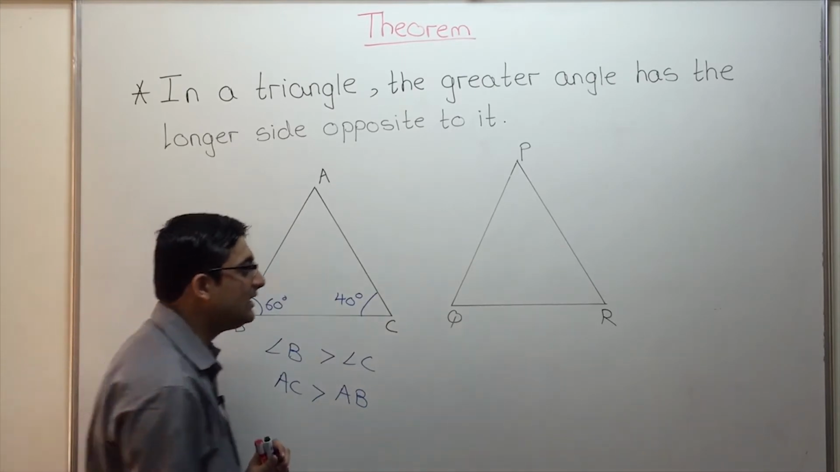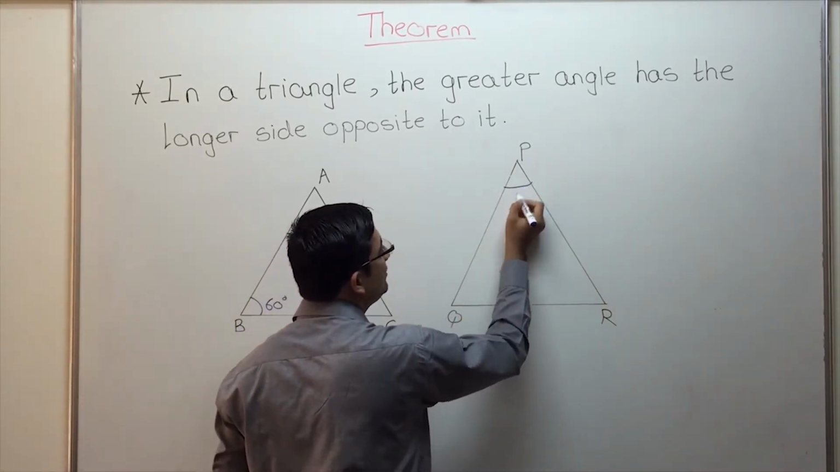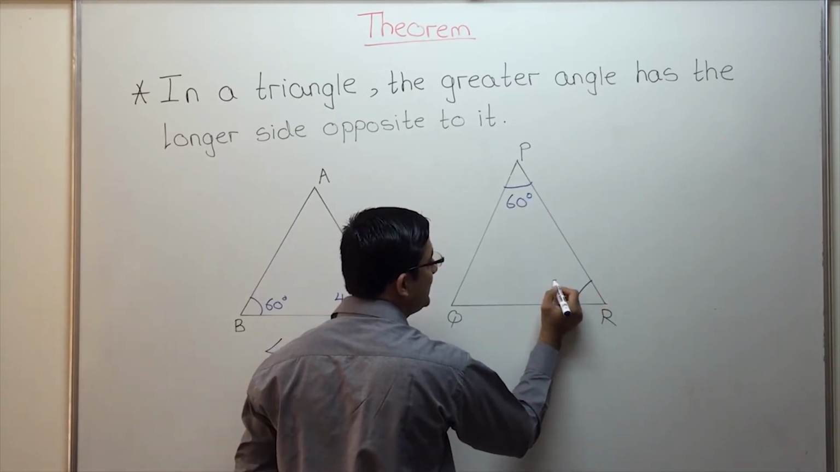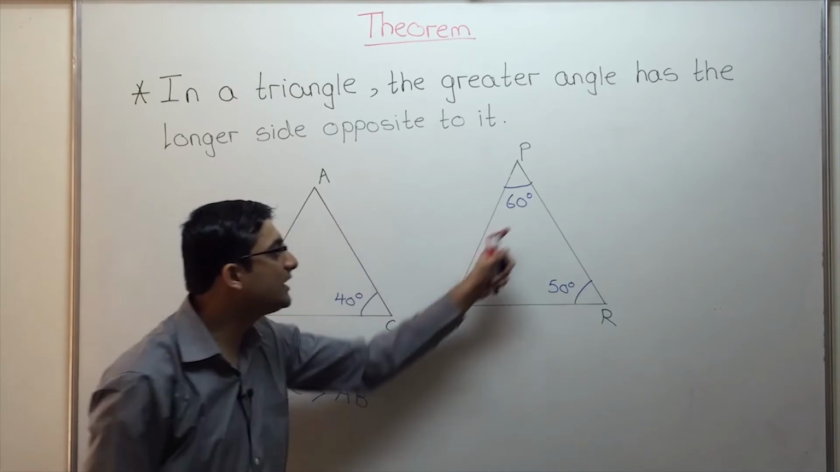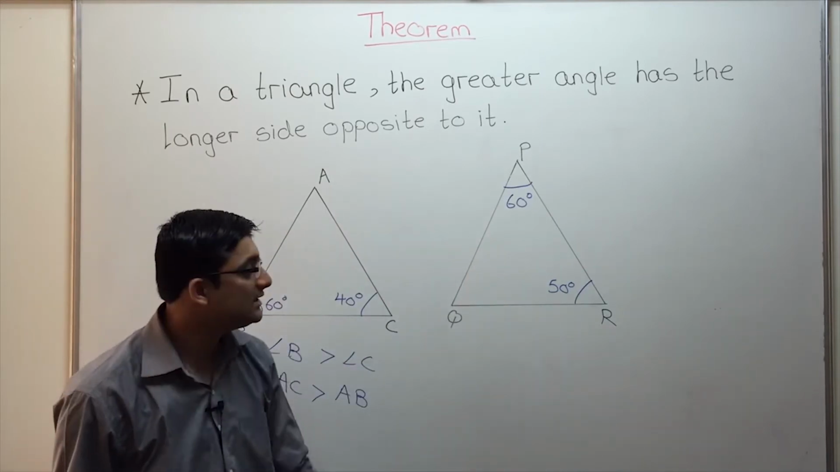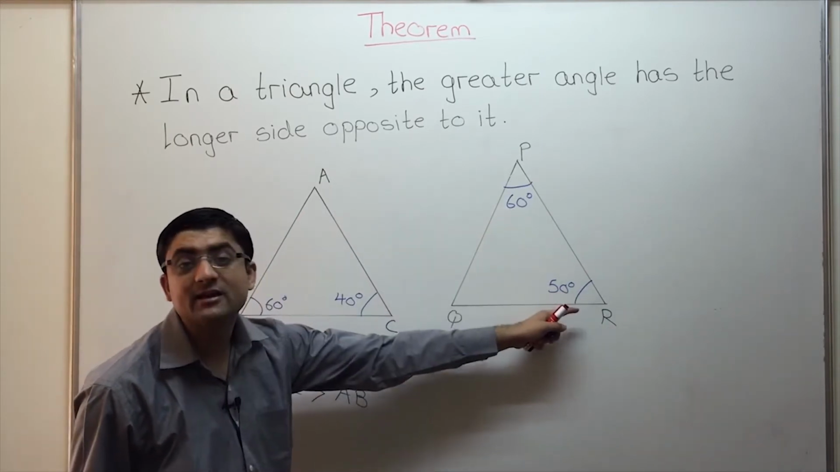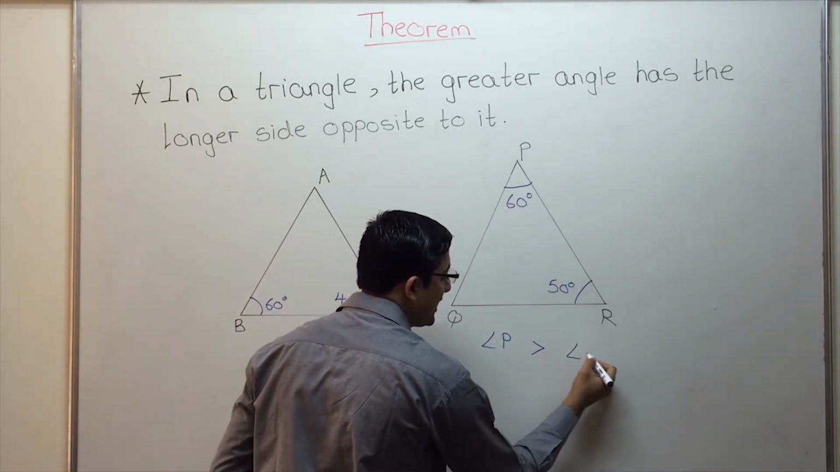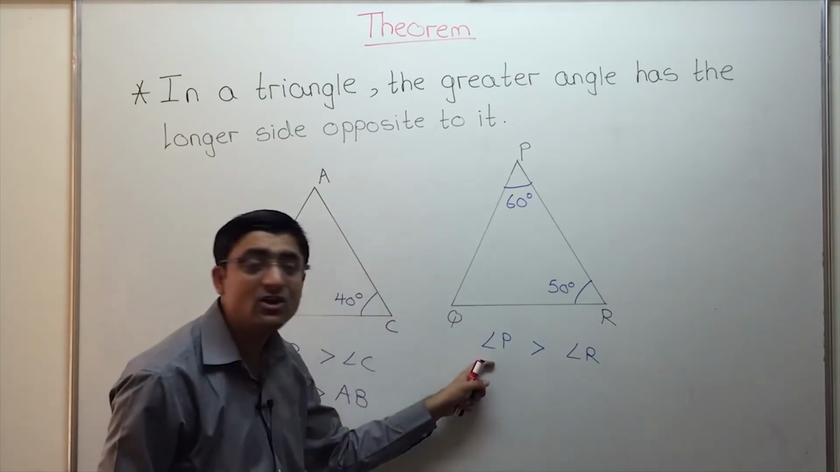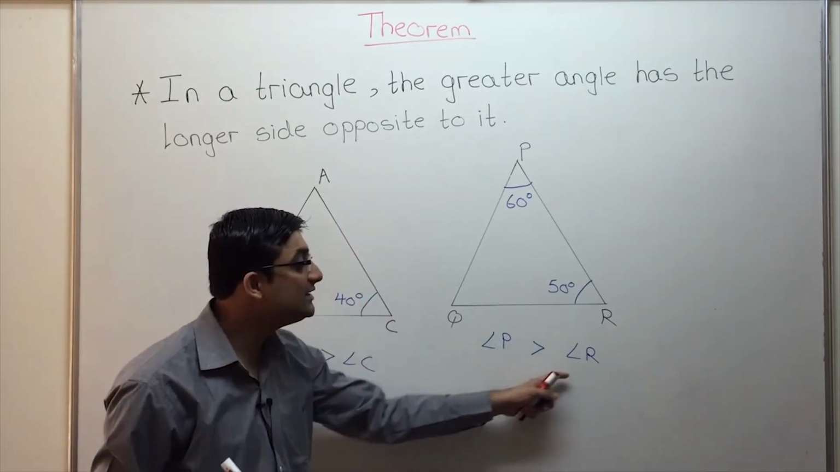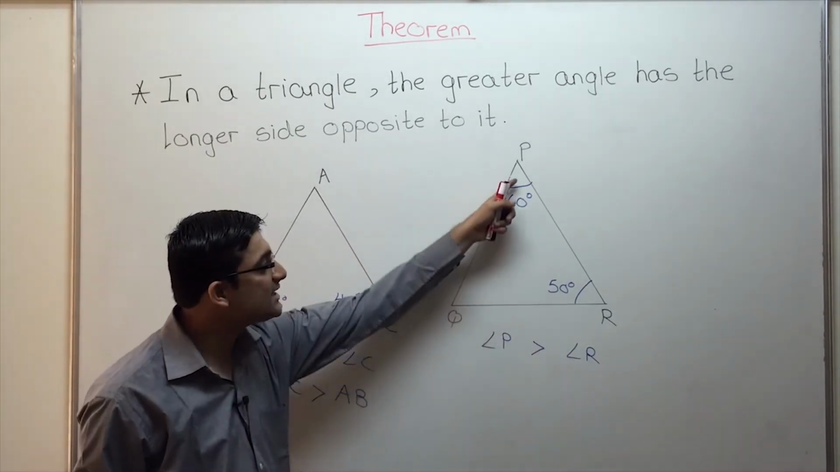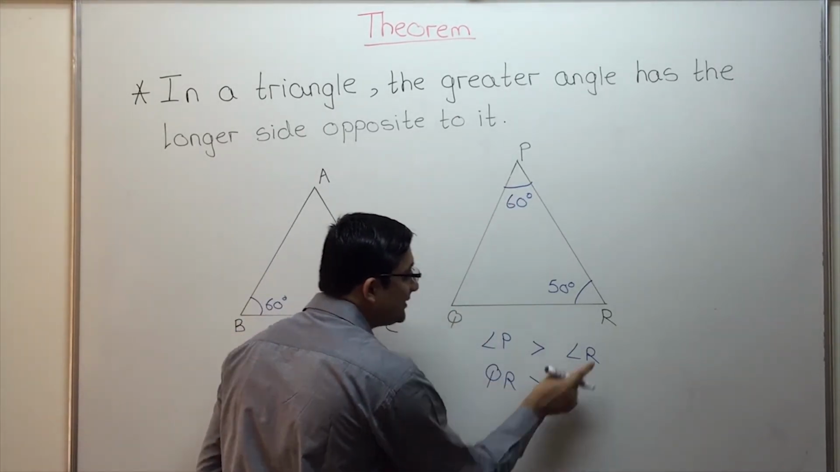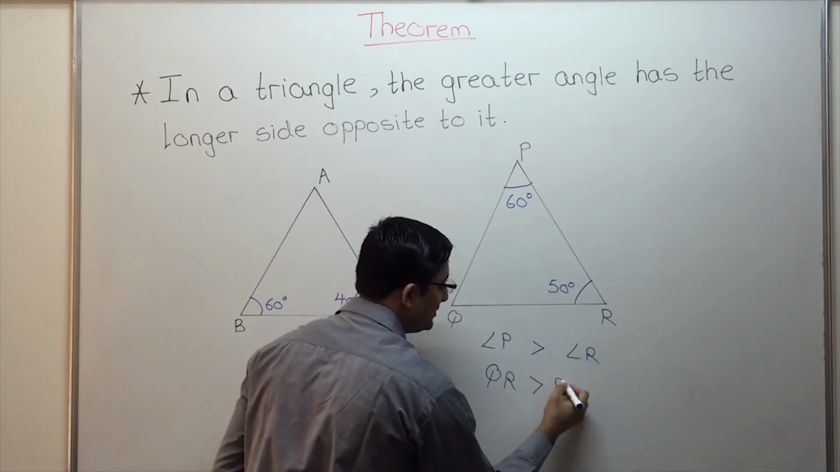As simple as that. Let me take another example. Let's say this angle over here is 60 degrees and let's say this angle over here is 50 degrees. Now we're given these two angles. So what can you comment on this? Simple. Between angle P and angle R, which is bigger? Angle P. So angle P is bigger than angle R. That means the side opposite to angle P will be longer than the side opposite to angle R. So which is the side opposite to angle P? QR. So QR will be longer than the side opposite to angle R, that is PQ.